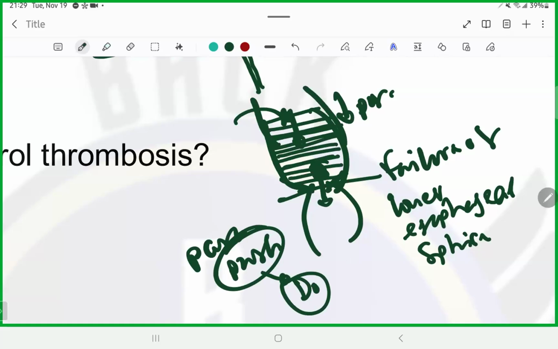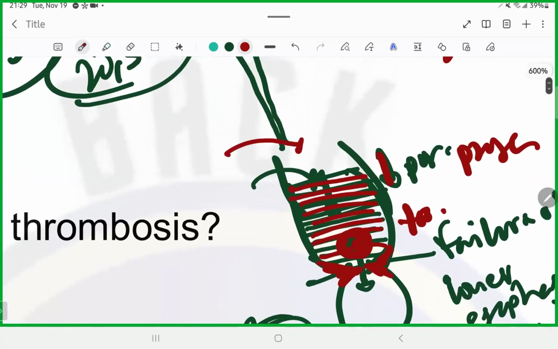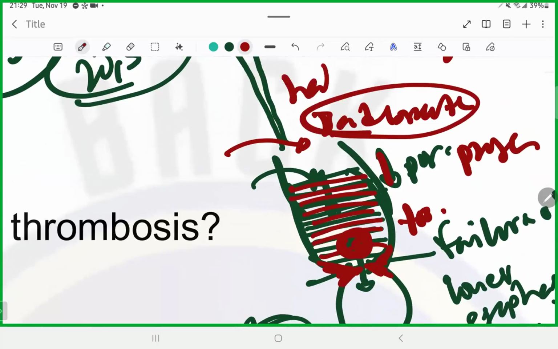So dysphagia progresses from liquids to solids. There will be a time when the lower esophageal sphincter is so tight that no matter how hard you push, you can't even push the solid through. At that time you will have dysphagia to solids too. First you have dysphagia to liquids, which collect here and cause a very bad breath, which is termed halitosis.